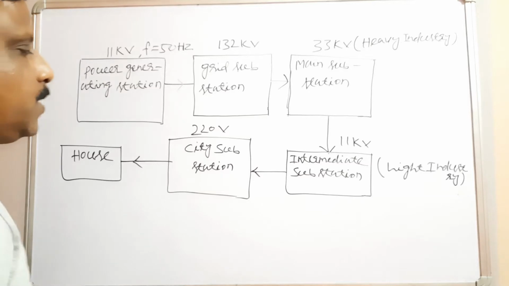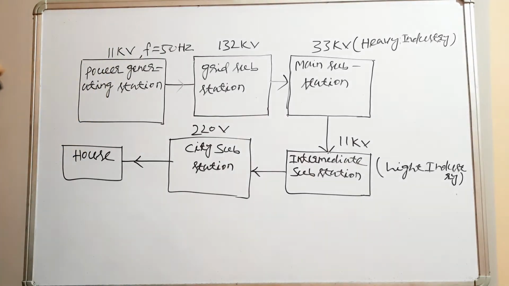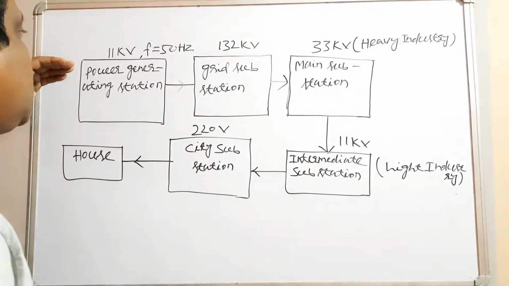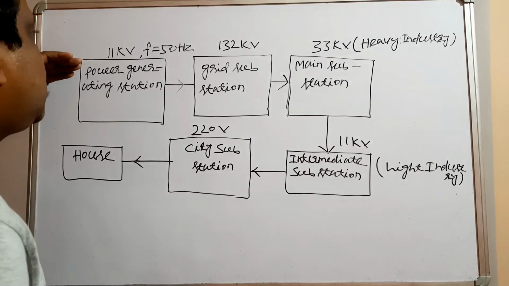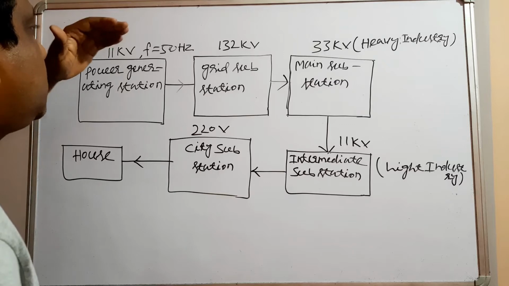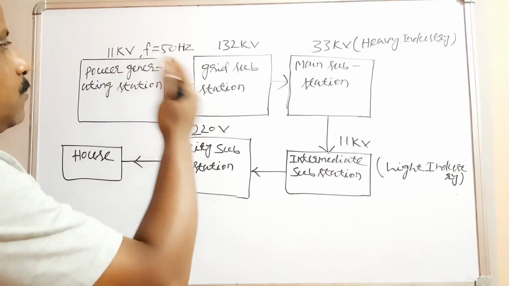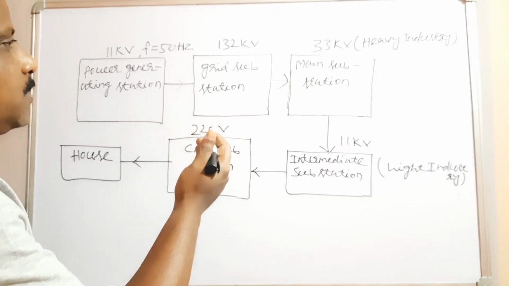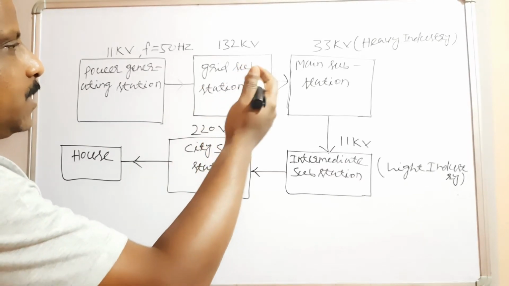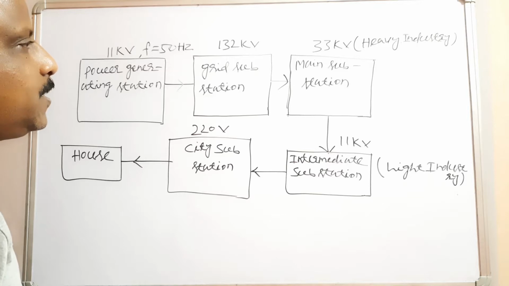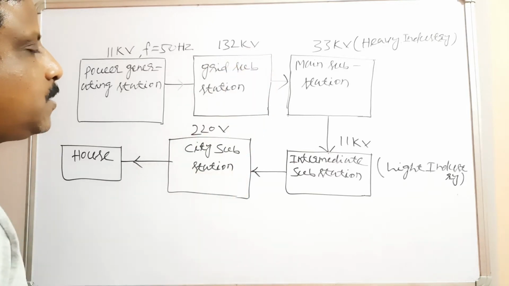Clear? Understood how power is generated and transmitted and coming to our house? First it is produced from the power generating station at 11 kV and frequency is 50 Hz. Then it is transmitted to the grid substation at 132 kV, raising the voltage. Then again it is reduced to 33 kV because it is required in heavy industry. So it goes to the main substation.